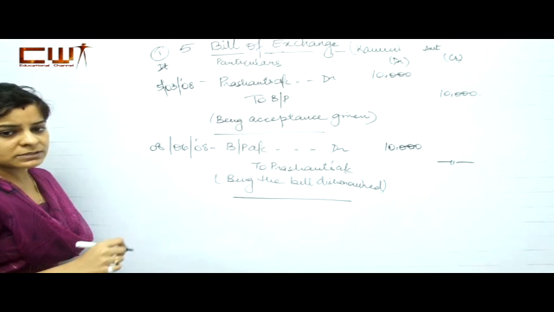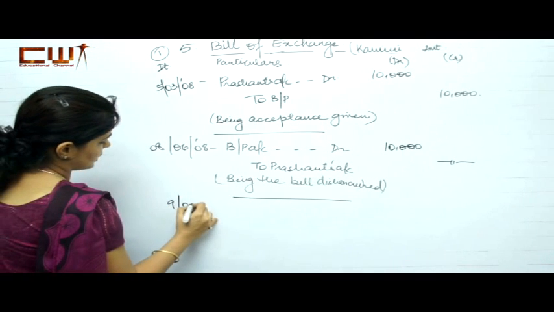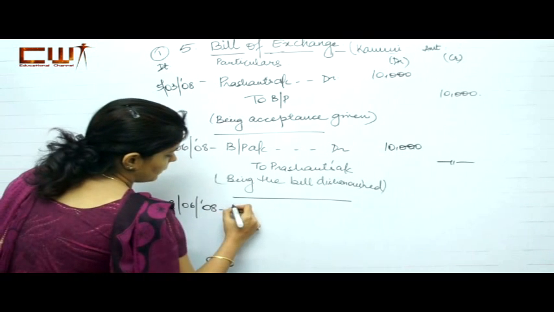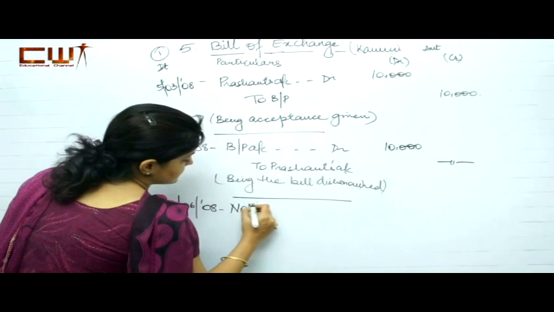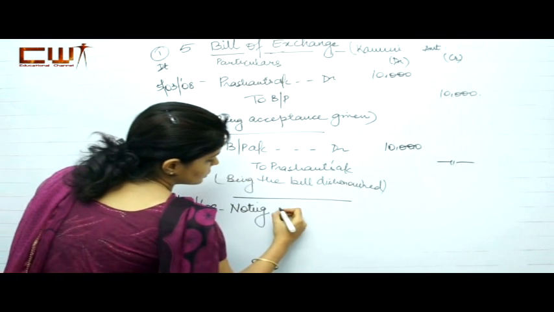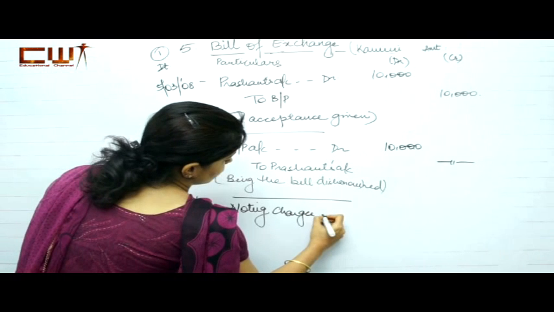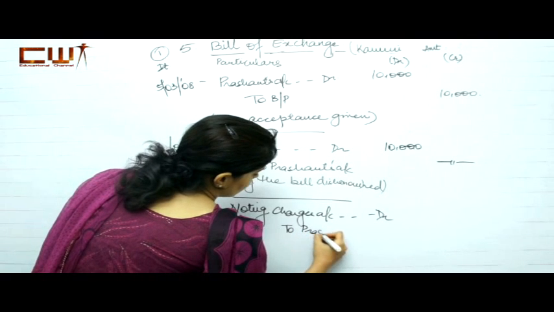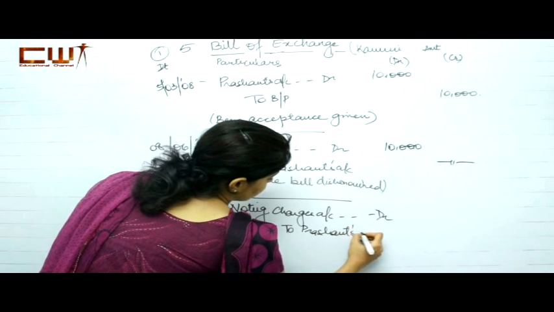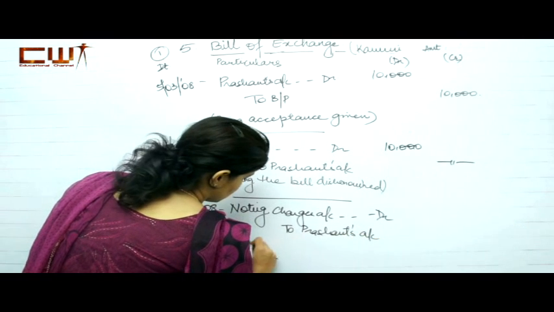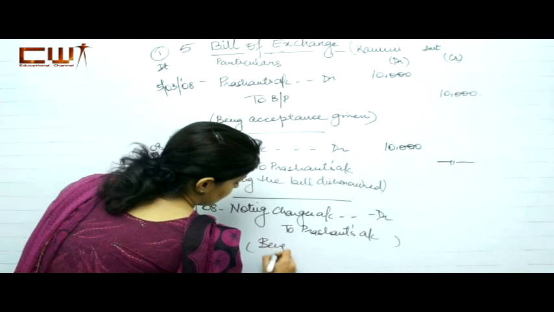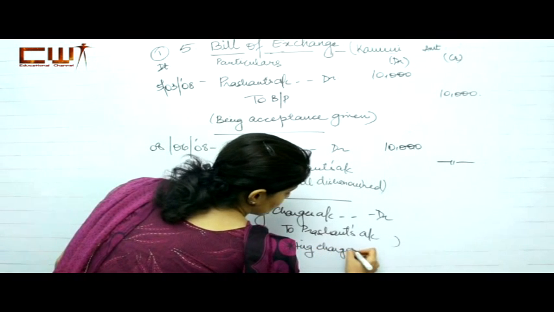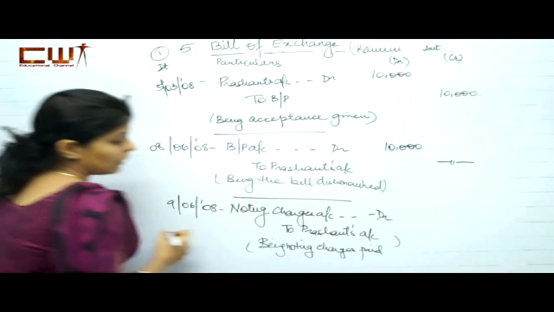Right. Then last is you are paying the noting charges. Whatever date you write, noting charges generally take the next date. So what will this be? Noting charges will be debited as they are paid by Kamini, and noting charges are expenses, and expenses are always debited. Noting charges account debited to whom? Kamini is giving to Prashant, so Prashant's account is credited. You will write being noting charges paid.